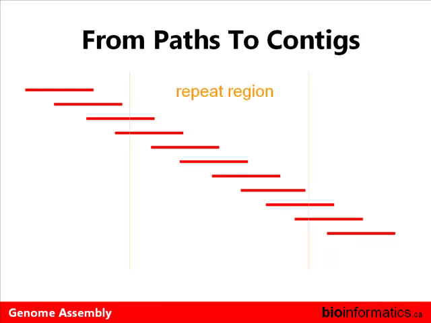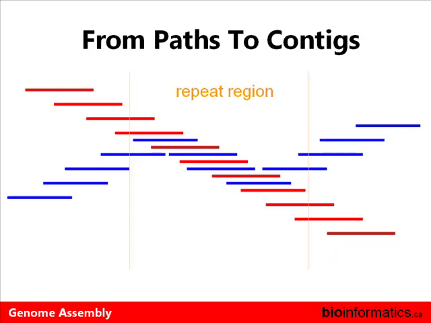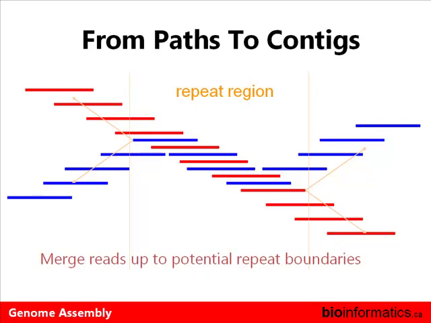But there could also be a repeat reaching in it, in which case you will have multiple reads in here, where other reads are coming from a completely different genomic region. So this is going to actually lead to an edge going here, an edge going here, an edge through, and then edges which split. So this is going to be what the shape of your graph looks like. So you will typically merge reads up to potential repeat boundaries. This is like collapsing these paths.